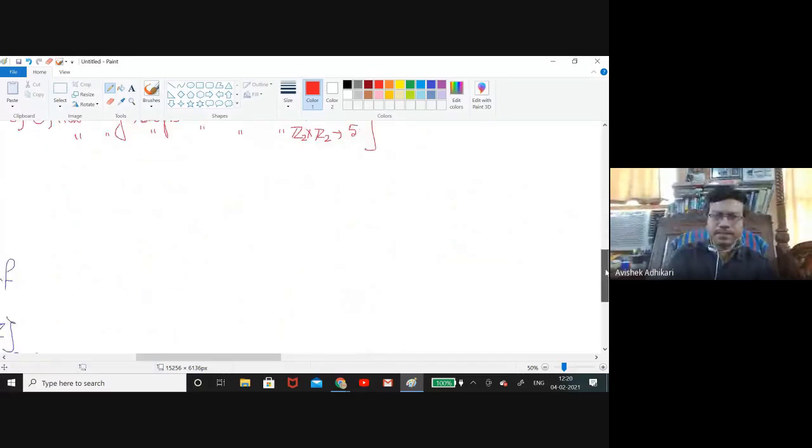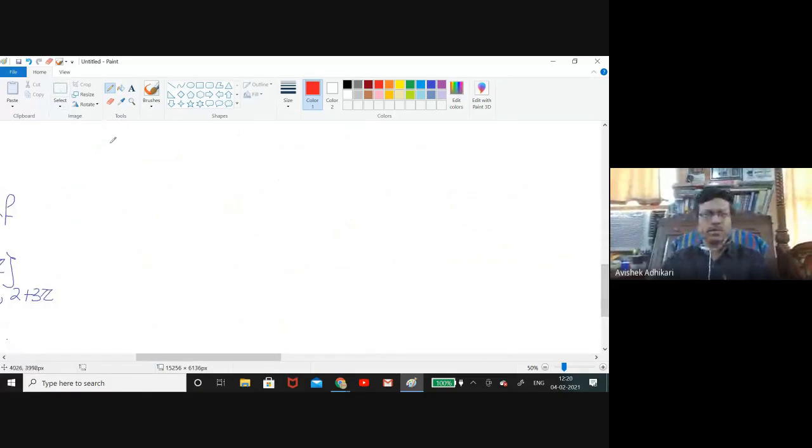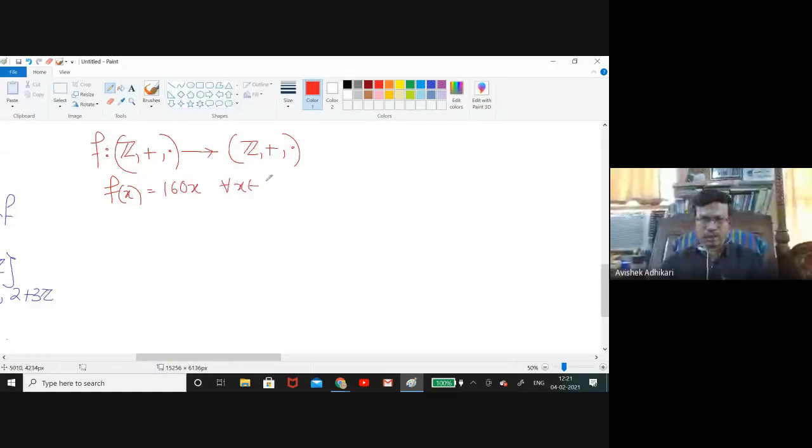Okay, now tell me, I'm considering ring homomorphism. Consider f from (Z, +, ·) to (2Z, +, ·) defined by f(x) = 160x for all x belonging to Z. Is it a ring homomorphism? What will be your answer?